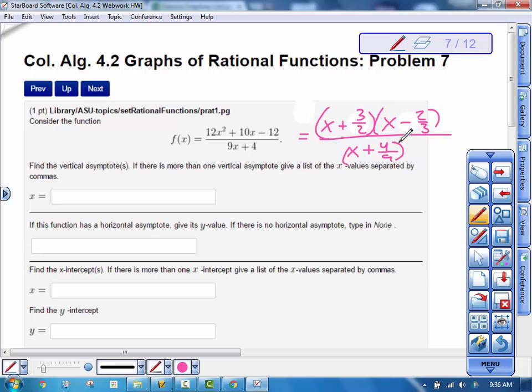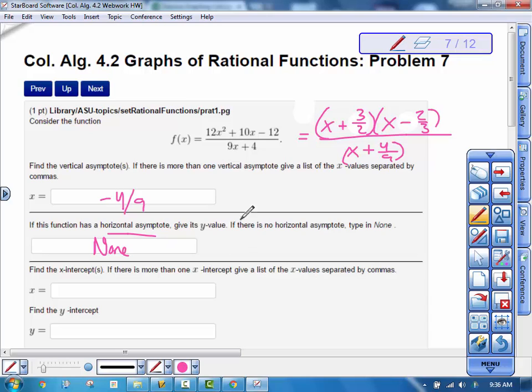There is a vertical asymptote where the bottom is 0, which is negative 4 over 9. We set the bottom equal to 0. And we can also give the horizontal asymptote, which is a ratio of, actually in this case, the degree is higher in the top than the bottom, so there is no horizontal asymptote. That's on the formula sheet.